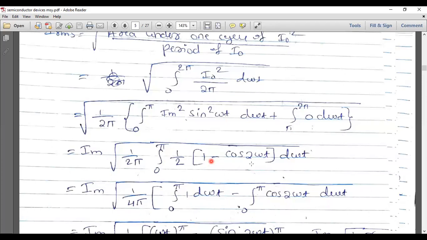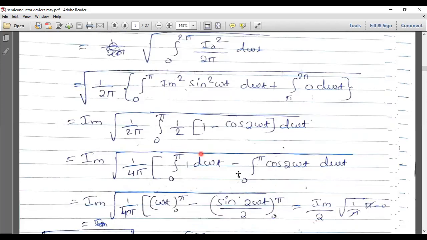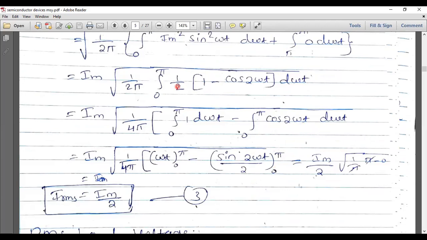So sin square omega t equal to 1 minus cos 2 omega t divided by 2, we can write. So that divided by 2, only 1 by 2 we have kept outside here now. So integration of 1 minus integration of cos 2 omega t we have to do separately here now. When this 1 by 2 I send in, it will become 2 into 2, 4, 1 by 4, 0 to π, 1 omega t minus 0 to π cos 2 omega t here now.